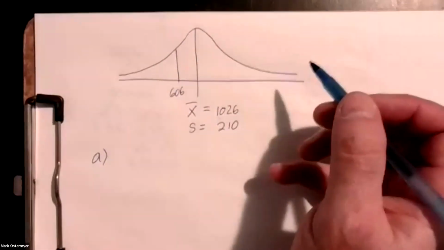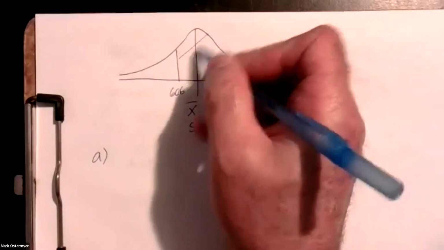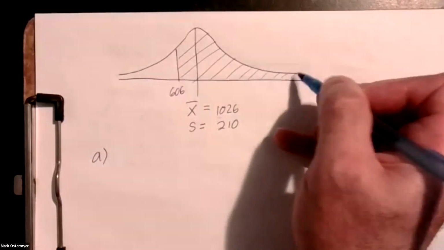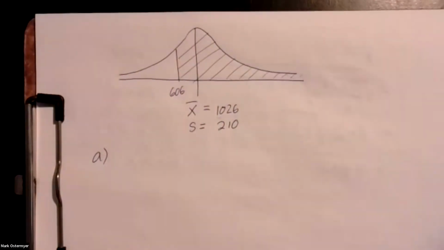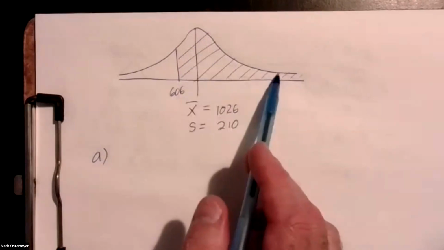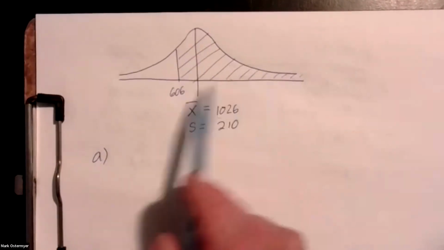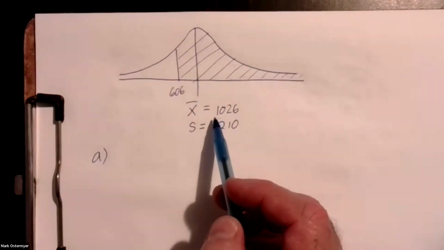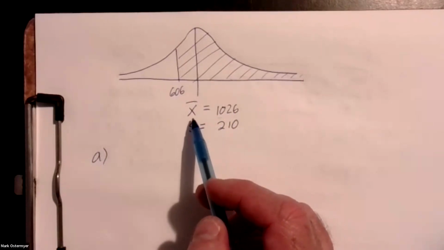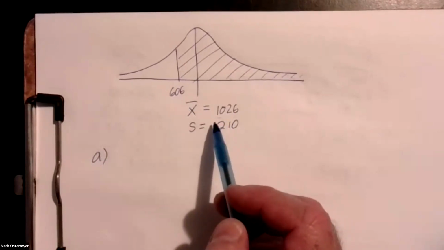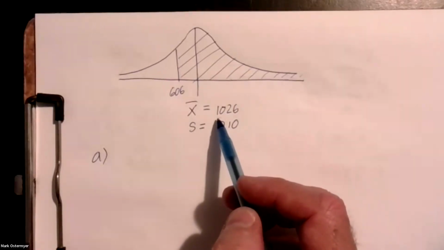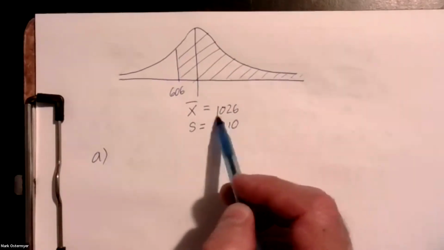In other words, when they say what percent, they want to know what area. Percent is the same thing as area. We've got to find this shaded area here. That's saying the same thing as finding the percent or the proportion of students that scored more than 606 on this SAT exam. Well, how are we going to find that area? Unfortunately, ladies and gentlemen, we cannot take this to the table in Appendix A yet because this is not the standard normal distribution. This is a normal distribution, but the mean is not 0.